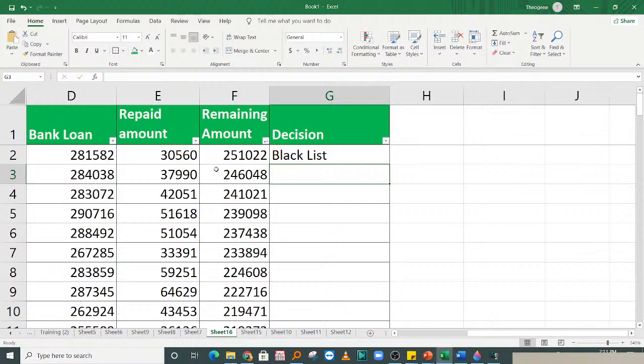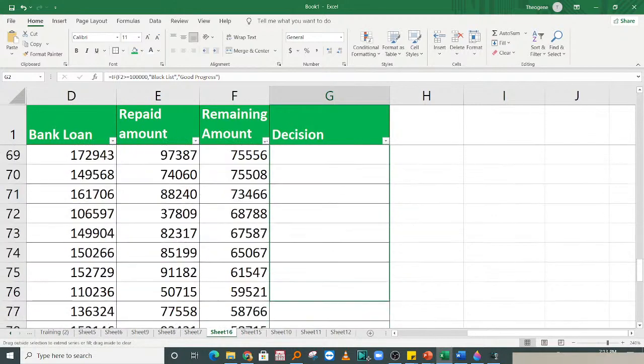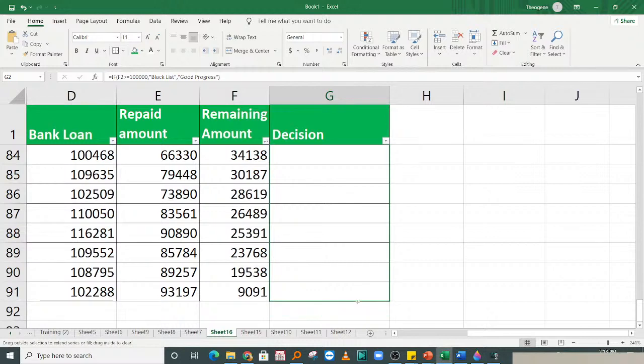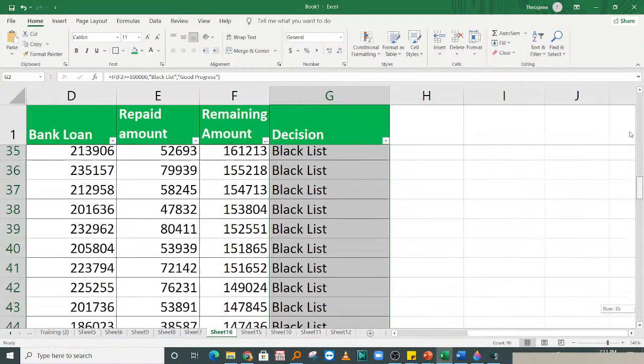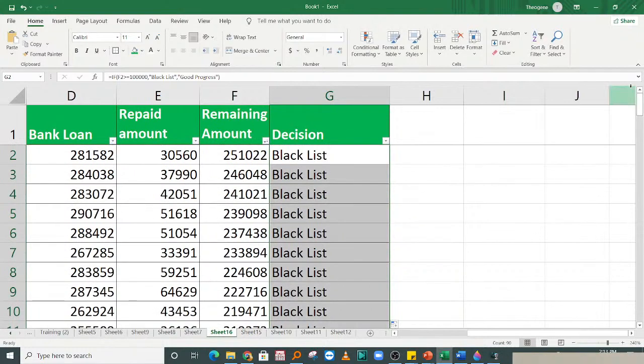So we press enter, and then we get blacklist. Like this, this person needs to be blacklisted. So we scroll down to the last person. Okay, so you see, how many people do we have in good progress and how many people need to be blacklisted? This is the work we need to do.